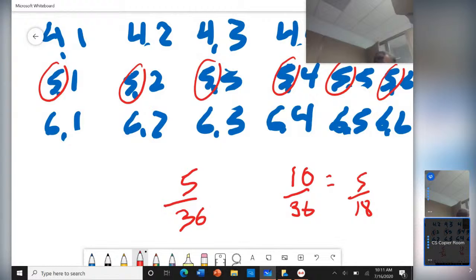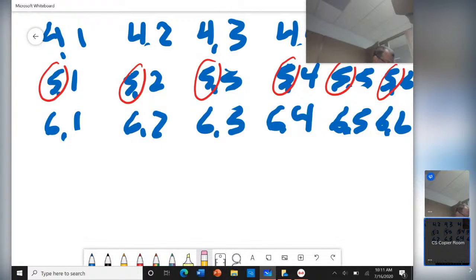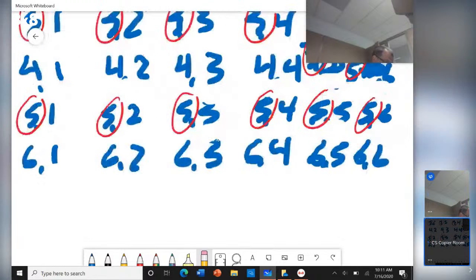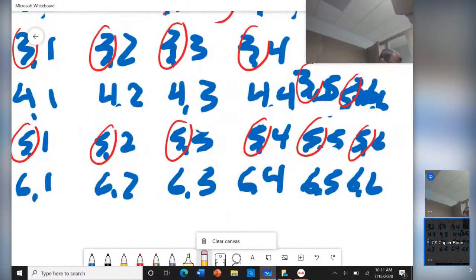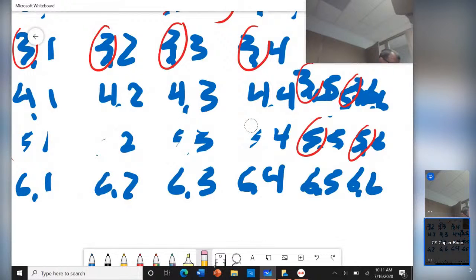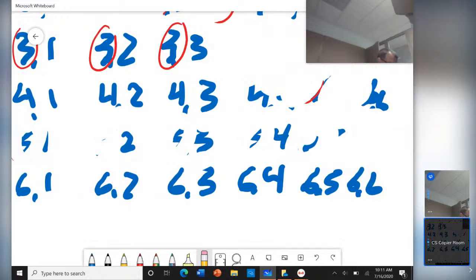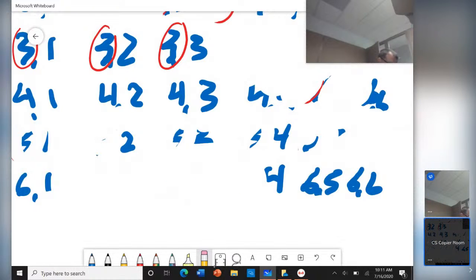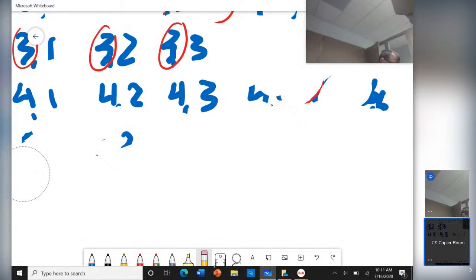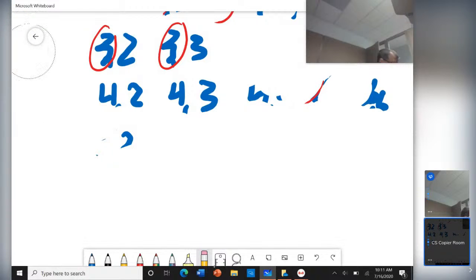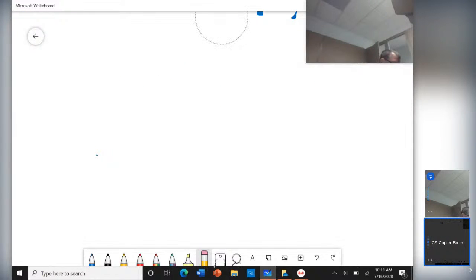And find the probability of not showing 10. So how many of these numbers, we'll go back up to here, and we'll see how many numbers equal 10. And let me erase all these circles. And I'll put these up again for you guys so we can see, and I'll try to do it a little smaller. So we're trying to find not showing the sum of 10.